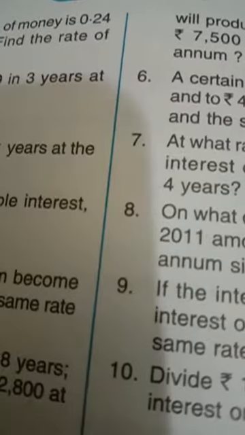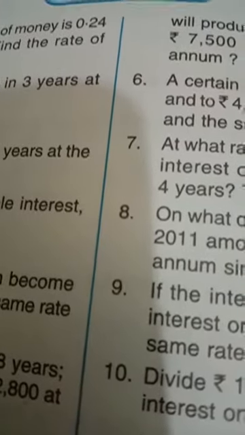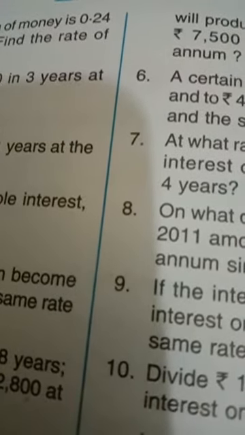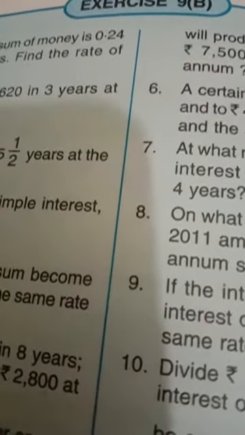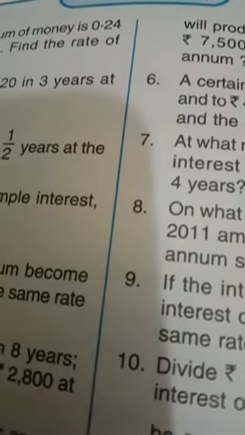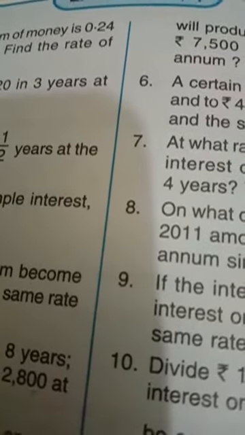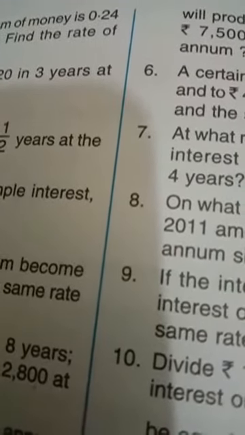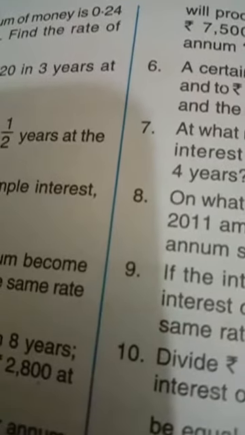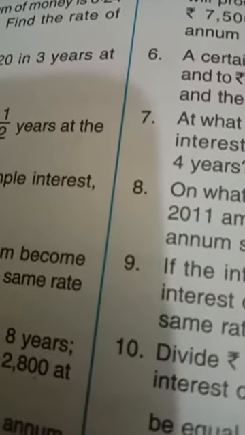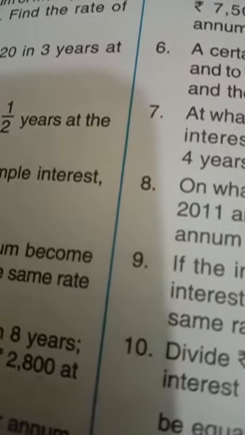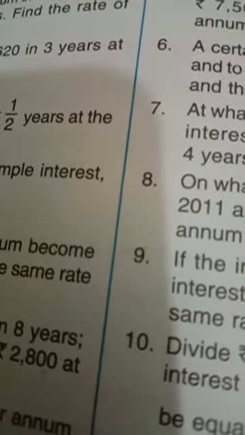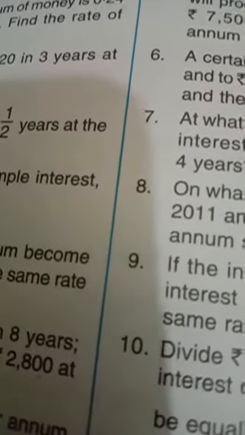Then how to find amount if principal and interest is known? Amount is equal to principal plus interest, P plus I. If principal and amount are given, then how to find interest? Interest is equal to amount minus principal.